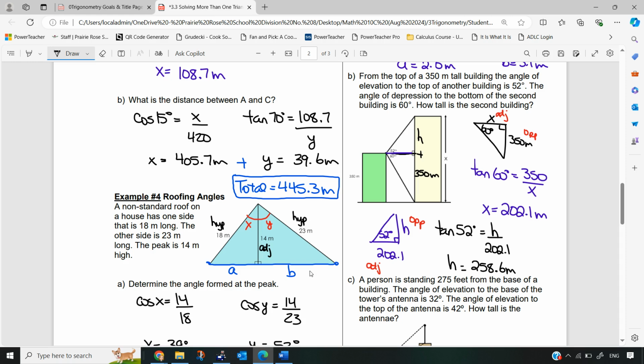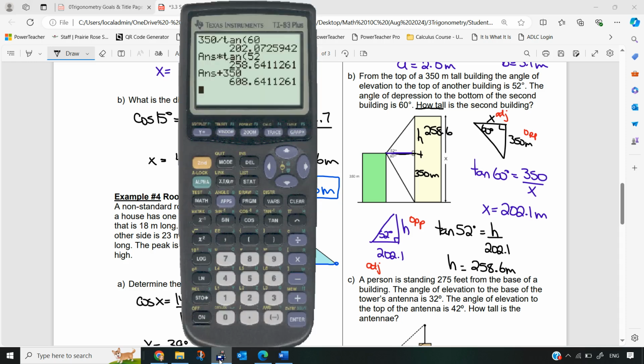Now we take a look back at our question to see what we were trying to find. We're being asked to determine how tall the second building is. Well, we know that the bottom part is 350, and we've just determined that this height is 258.6. So we're going to add those two together. And that gives me a height of 608.6.